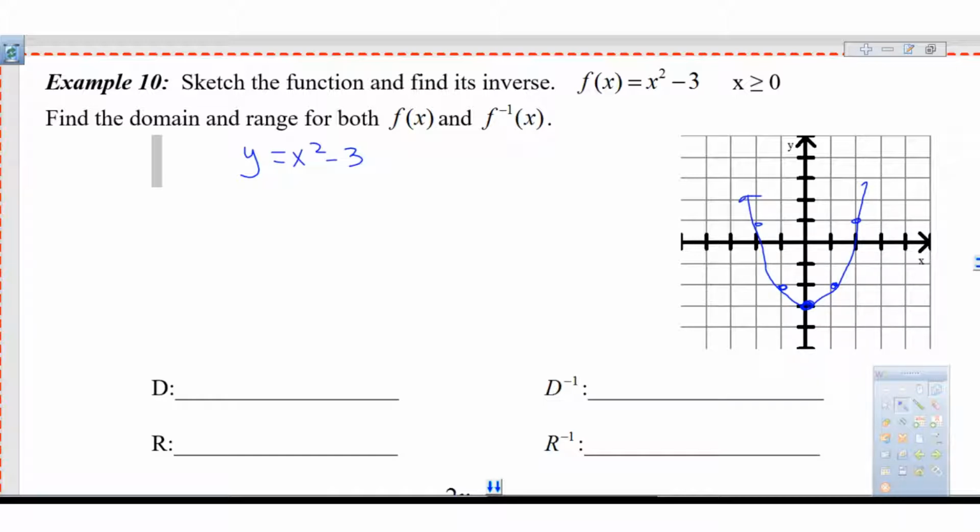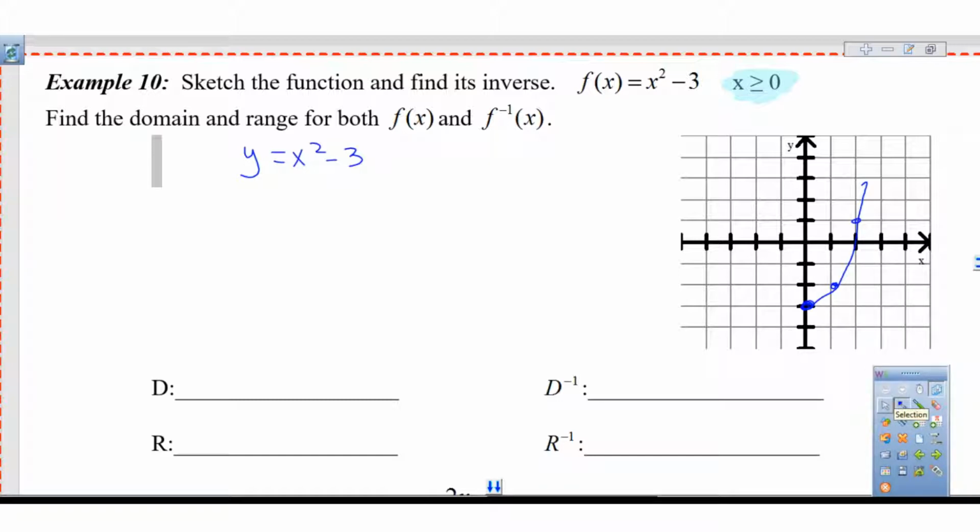Everybody stop. I'm looking for an inverse. I have a problem. Can anybody tell me the problem? It's not 1-to-1. Bam. It's not 1-to-1. So that's why they're telling us to just take the positive x's. They only want 0 and bigger. So what they're saying is, don't count that part. Restrict that domain. Now it's 1-to-1, and now I'm going to have an inverse.